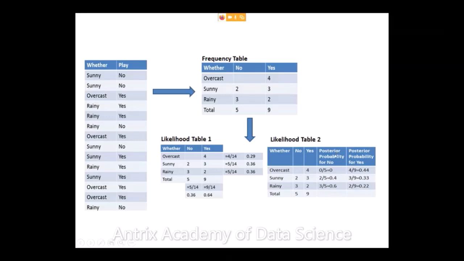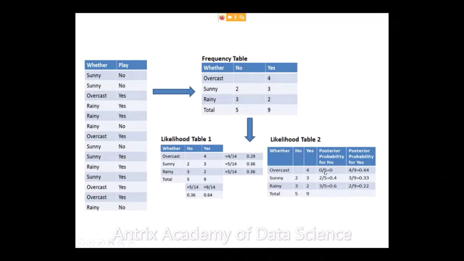Now I'll go one step ahead. The likelihood table can be taken as table 2. So I say the posterior probabilities of no: what is the probability of getting no in this event? Individually, for overcast we have 4 events, out of which 0 are no. That is row-wise calculation, and parallelly we also have the option of column-wise. We are currently going column-wise.